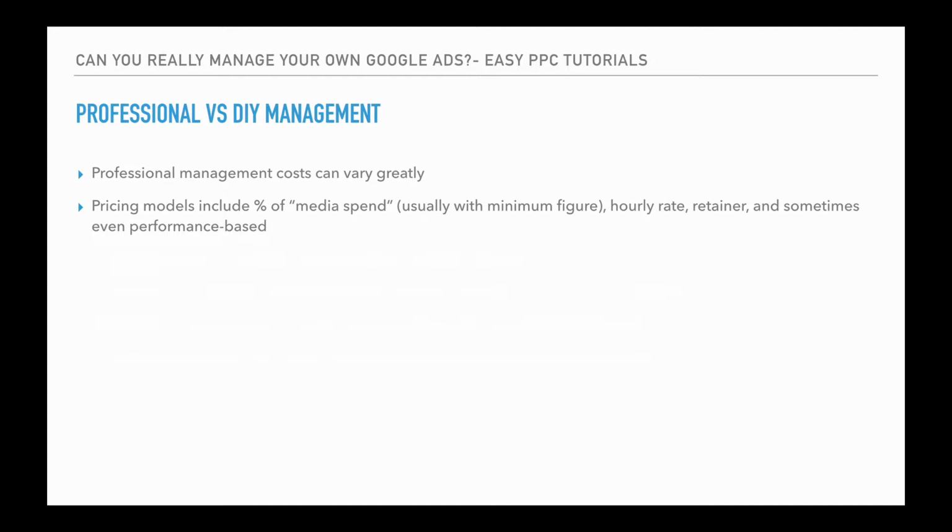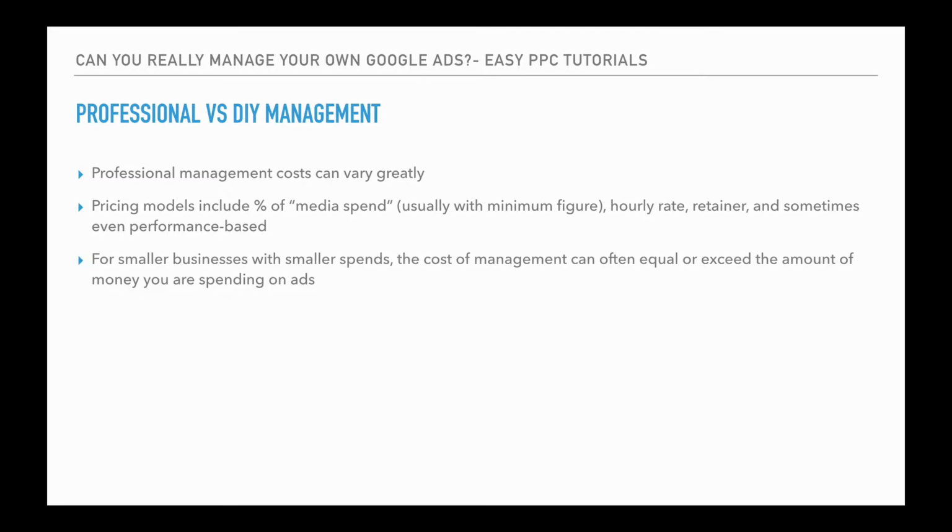Some people will charge you an hourly rate. Someone might quote you 3 hours a month at $100 an hour to manage your ads. People will do retainer. I tend to work on retainer, so fixed price per month. And some people even now do performance-based management, so they expect to get a cut of the gains they bring to your account. So with professional management, you've got the option of these many different pricing models. One thing you have to be aware of is that for smaller businesses with smaller spends, the cost of management can often equal or exceed the amount of money you're spending on ads.